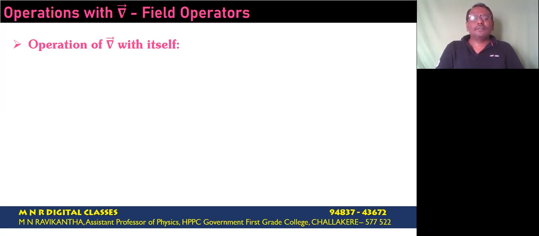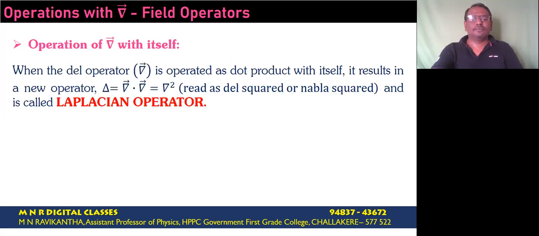The fourth one: when the del operator is taken as the dot product with itself, it results in a new operator, delta is equal to del bar dot del bar, that is written as del squared or nabla squared. And this new operator is called the Laplacian operator.